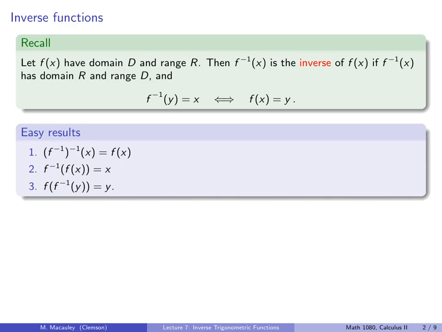So a picture of this: if this is x, and you apply f, and you get y, this is f of x, then to go backwards, you need to apply f inverse. f inverse is a function that takes you from y to x. So this is f inverse of y.